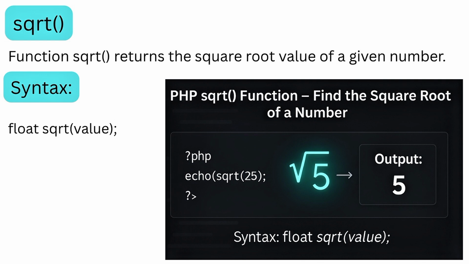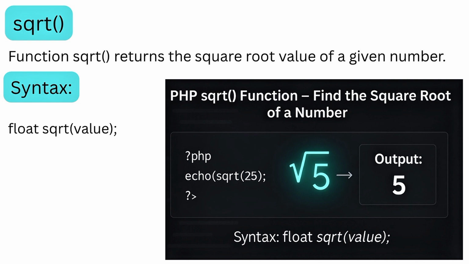Now let's look at the example code shown in the image. It says open PHP tag, echo, open bracket, sqrt, open parenthesis, 25, close parenthesis, semicolon, and then close PHP tag. When this line of code runs, the sqrt function takes the number 25 and finds its square root. The square root of 25 is 5, so PHP displays 5 as the output.